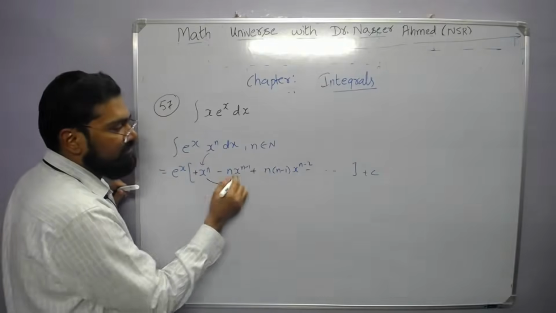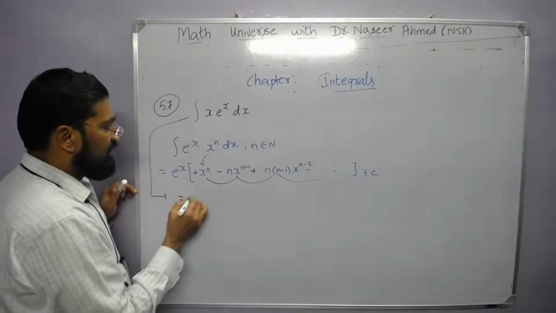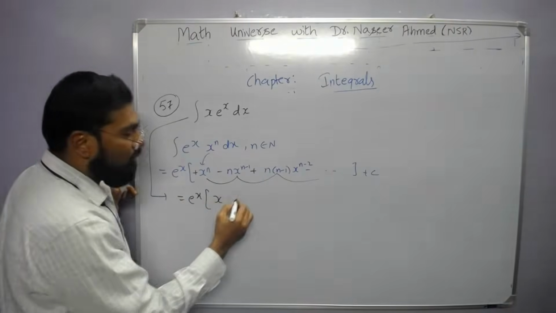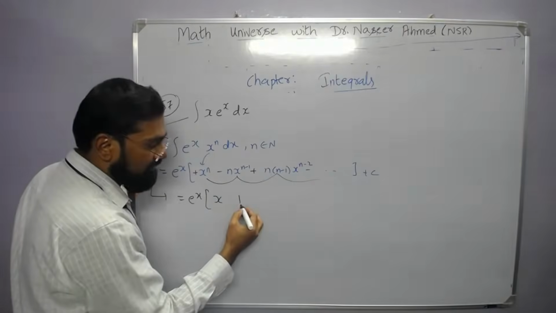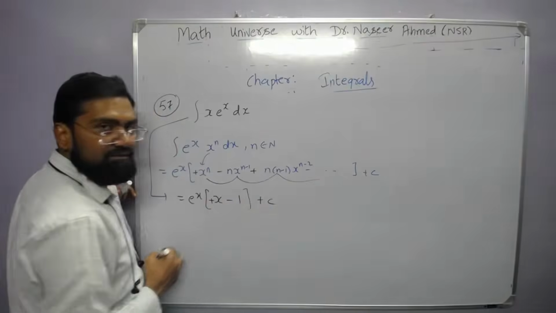Now you see this very easily. E power x as it is. Now what do you have? x. Derivative of x is 1. After that, derivative of 1 will be 0. Over. And the signs are plus, minus.